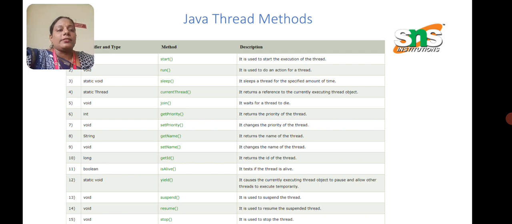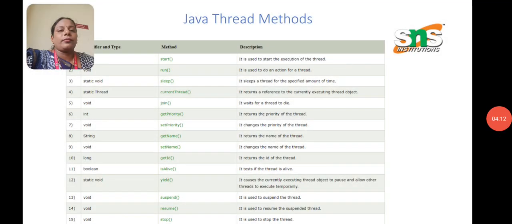Static Thread, currentThread. It returns a reference to the currently executing thread object. Void, join. It waits for a thread to die. Int, getPriority. It returns the priority of the thread. Void, setPriority. It changes the priority of the thread. String, getName. It returns the name of the thread.